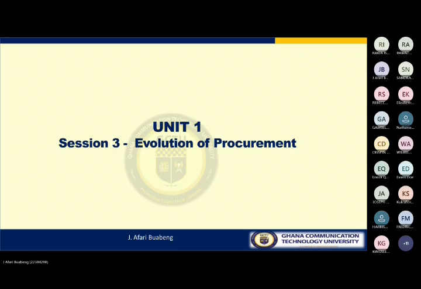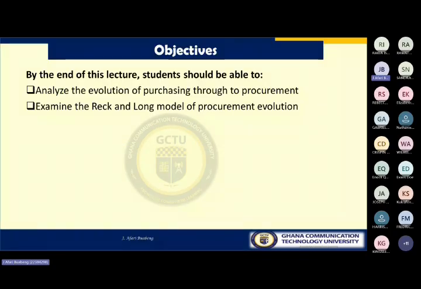Okay. So we are looking at the evolution of procurement. And these are the two simple objectives: to analyze the evolution of purchasing through to procurement, examine the Rake and Long model of procurement evolution, and maybe a few others.